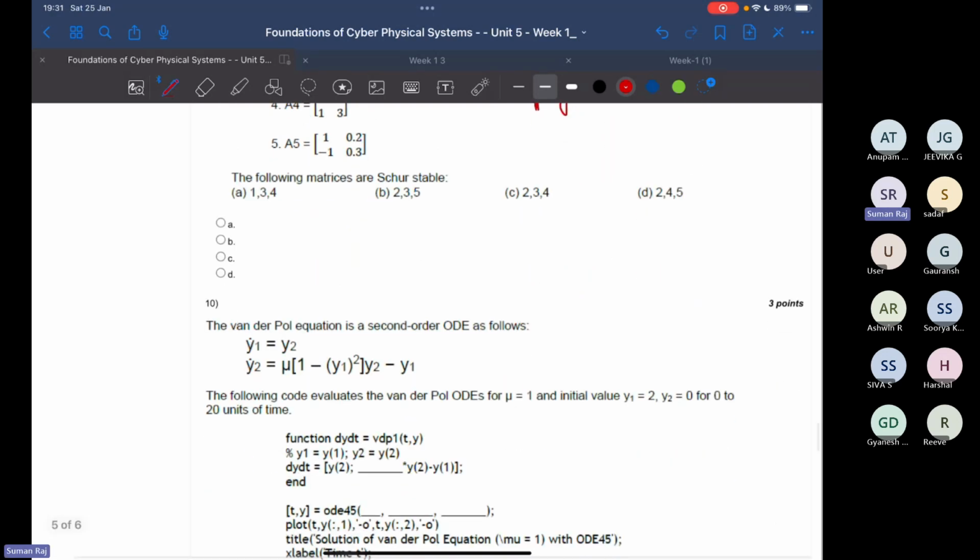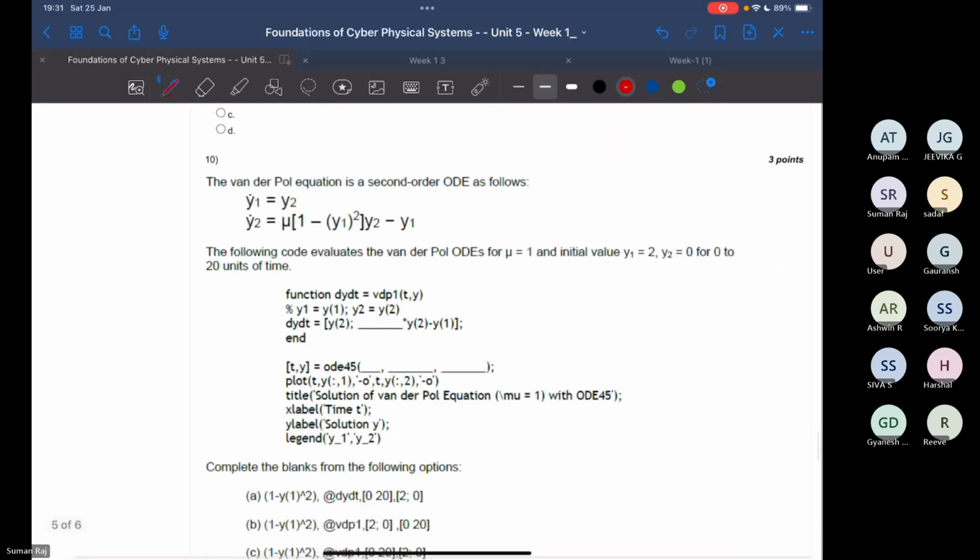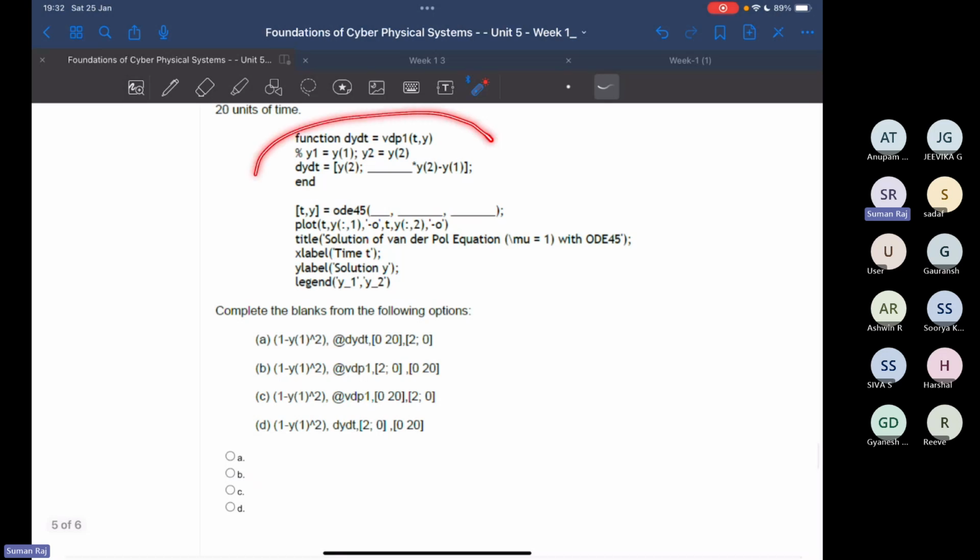So this is the case. Again, this particular equation is a second order ODE as follows. The following code evaluates this particular equation with mu equal to 1 and the given initial values. I think you will have to fill in the equation based on the exercises we have done till now.